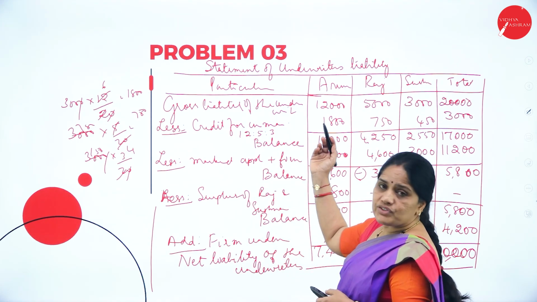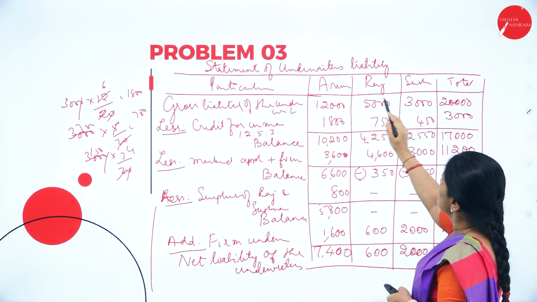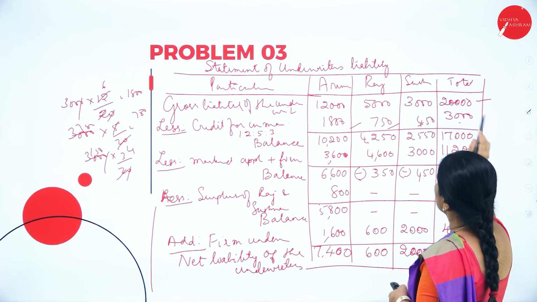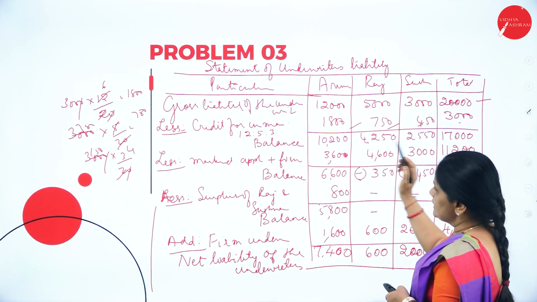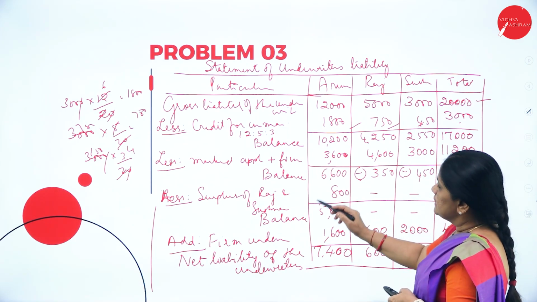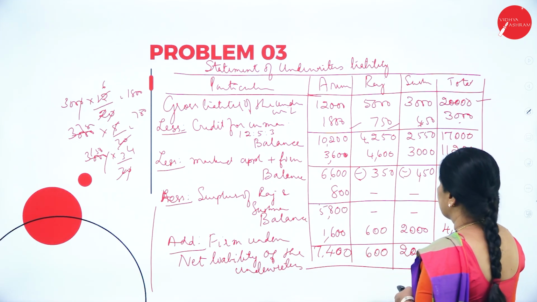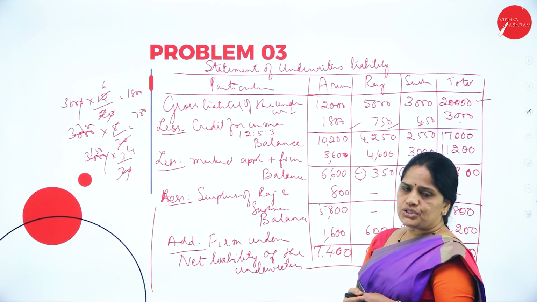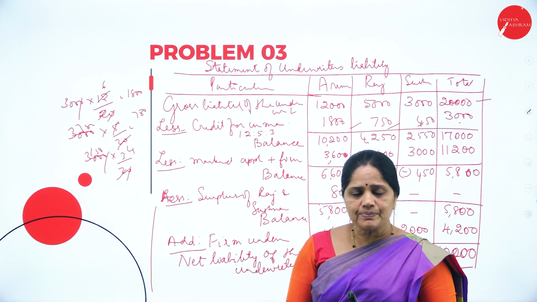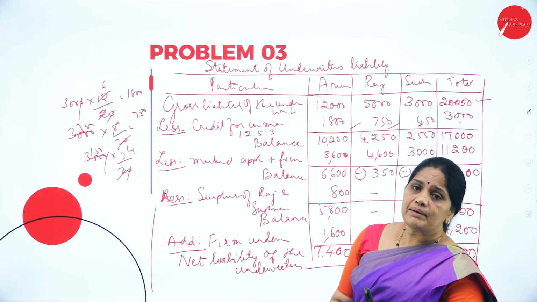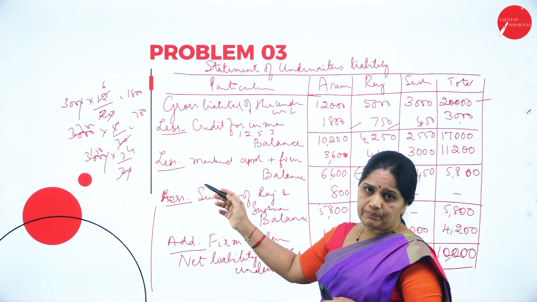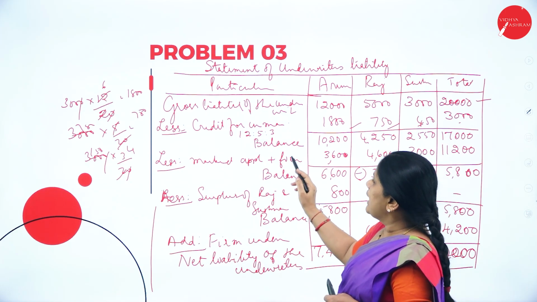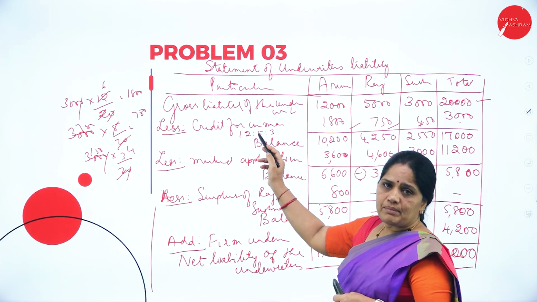So in this way we have to calculate. Gross liability is 12,000, 5,000, 3,000. It comes up to 20,000. You deduct the credit given for unmarked applications. We have the balance, then marked applications, then surplus, then add firm underwriting. So why do we add the firm applications to the marked applications? Because firm underwriting has been considered as marked application. Now, if firm underwriting is considered as unmarked, then I have to add this firm underwriting to the unmarked applications.